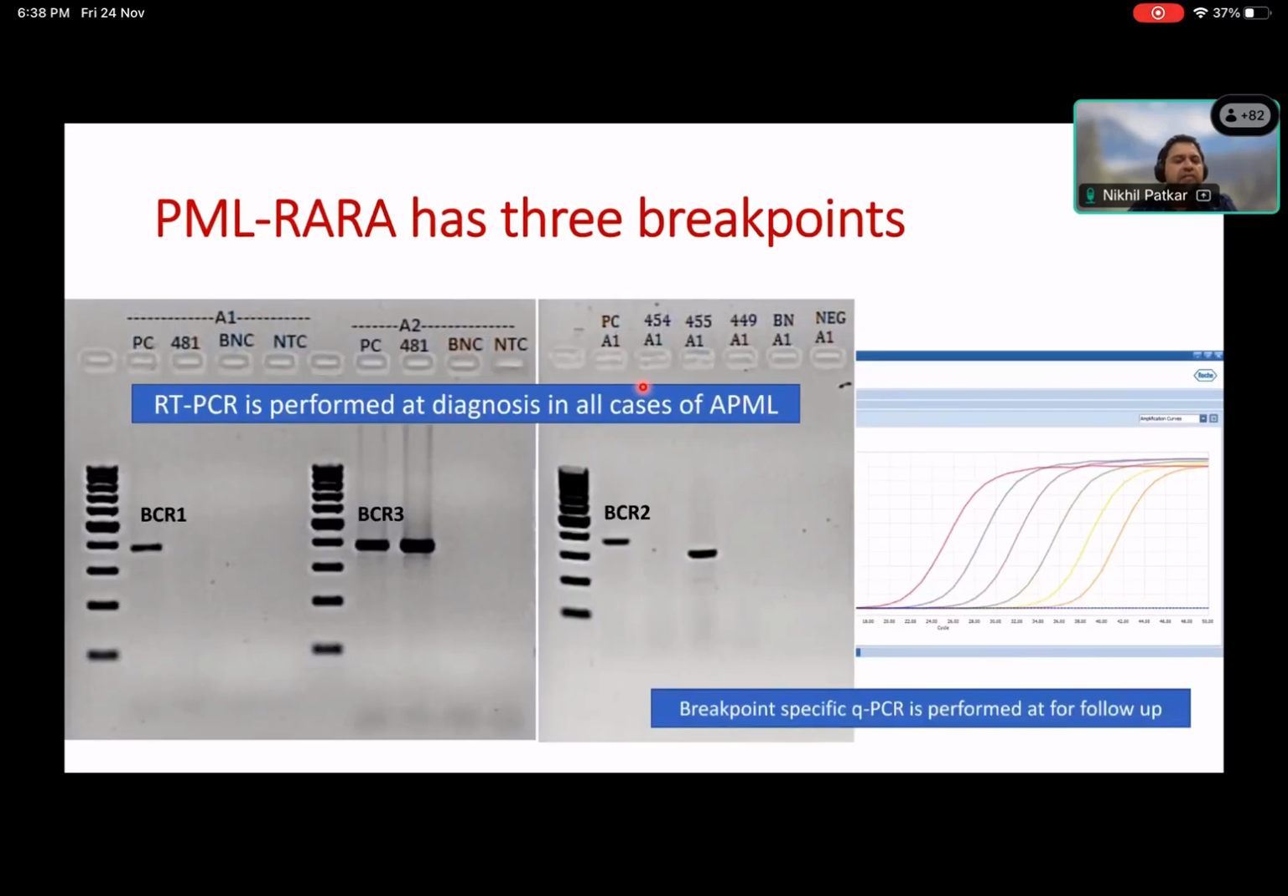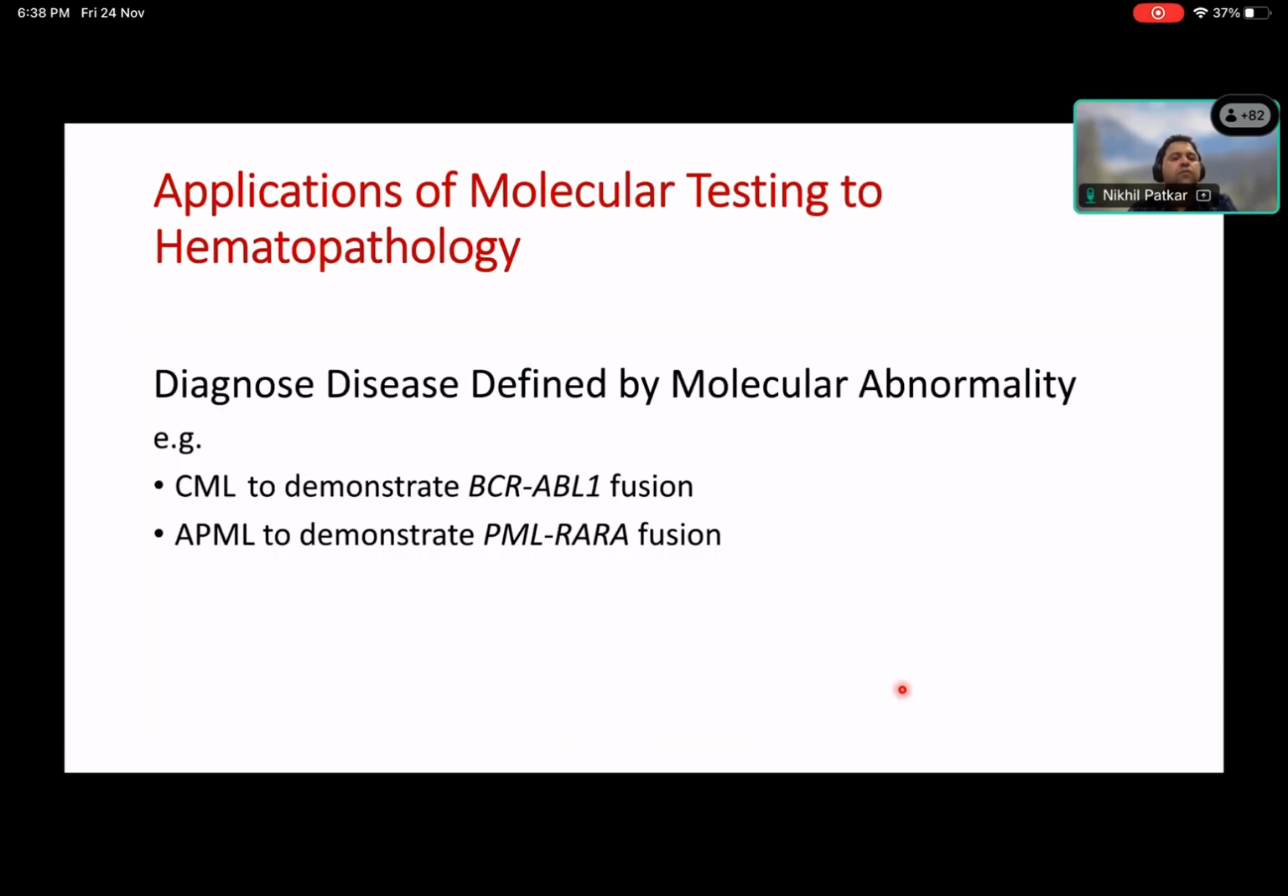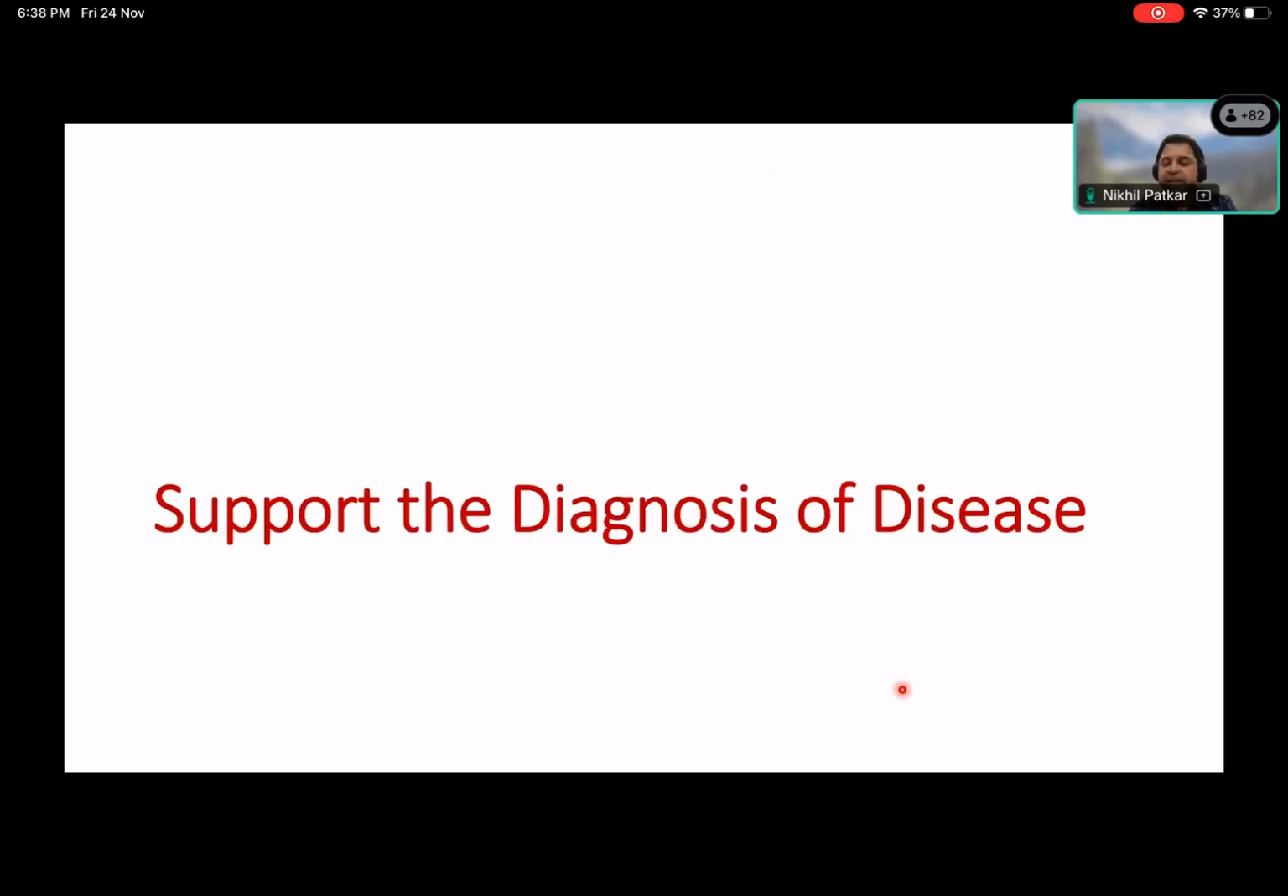But if you see this at RNA level, RT-PCR is required to identify the type of fusion transcript, because there are three common fusion transcripts which are seen in PML-RARA, which is the BCR1, BCR2, and the BCR3 isoforms. And once you identify which isoform is there in the patient, you can do breakpoint-specific qPCR to follow this patient up. So as I said, the first application of molecular testing to hematopathology is to diagnose a disease which is defined by that specific molecular abnormality like CML and acute promyelocytic leukemia. The second is to support the diagnosis of disease. Now let us see this example.